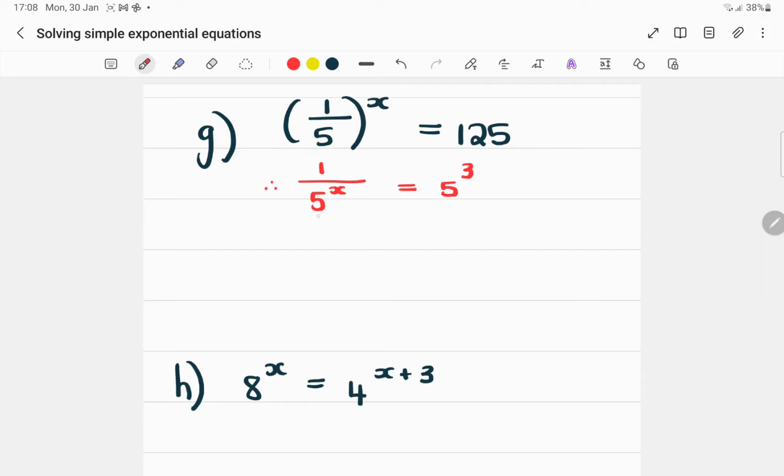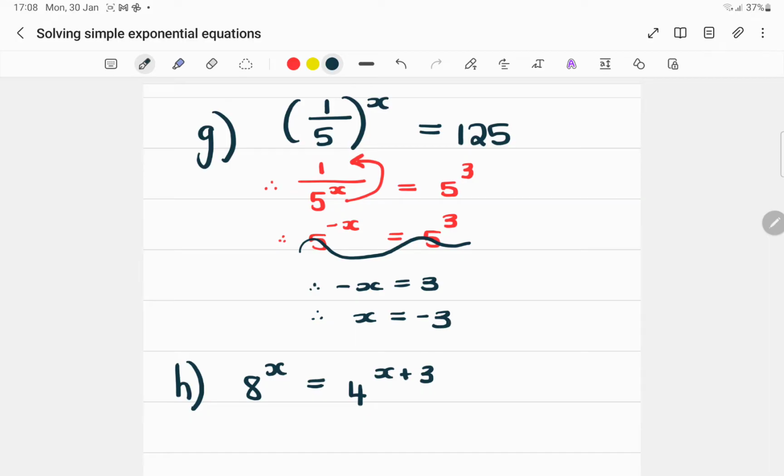Okay, and now can you see the upstairs, downstairs doesn't match here? We're going to take this upstairs, and then it's going to become a negative x. And now they're on the same level. And you can write it over 1, but you can also just leave that so that we have one level. Thus, negative x is equal to 3. And if you divide with a negative, because we don't want to find the value of negative x, we want to find the value of x. If you divide with a negative on both sides, you get x is negative 3.